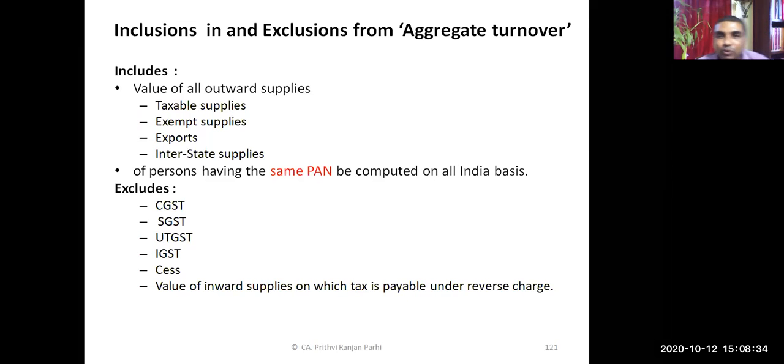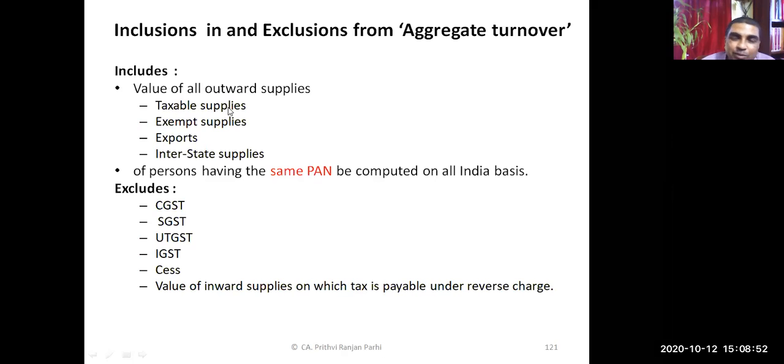Okay, now how to compute this aggregate turnover? This is one more thing we have to remember. As you know, aggregate turnover is relevant. On that basis, you have to decide whether to opt for composition scheme or not. So these are the items which have to be included in the aggregate turnover.